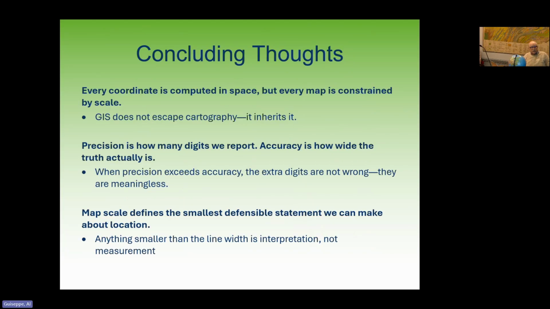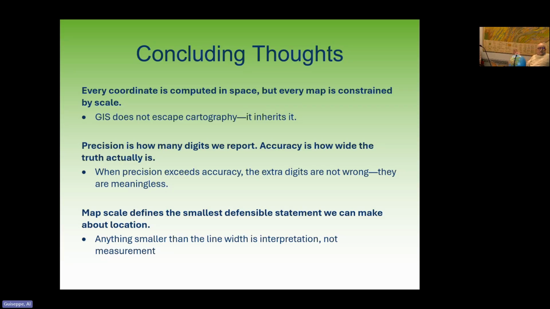Every coordinate is computed in space, but every map is drawn by scale. GIS does not escape the cartographic inheritance. Precision is how many digits we report. Accuracy is how wide the truth actually is. When precision exceeds the accuracy, the extra digits are not wrong, they're just meaningless. I mean, you can't use them. And if you try to use them, they'll scare you off where you don't need to go.